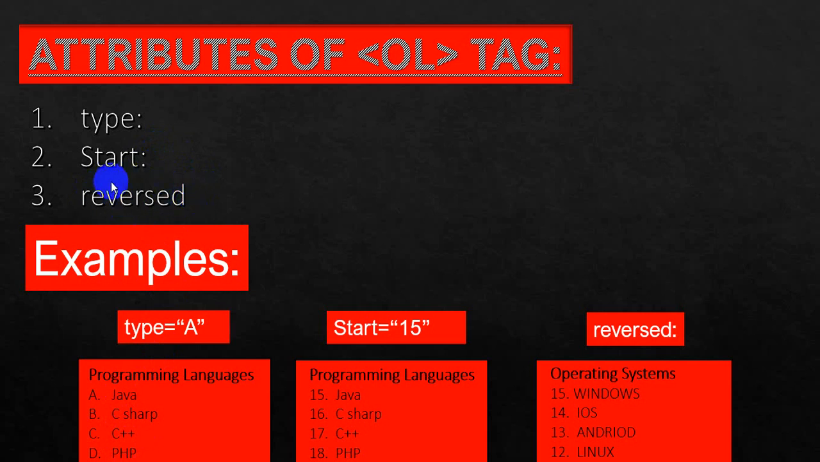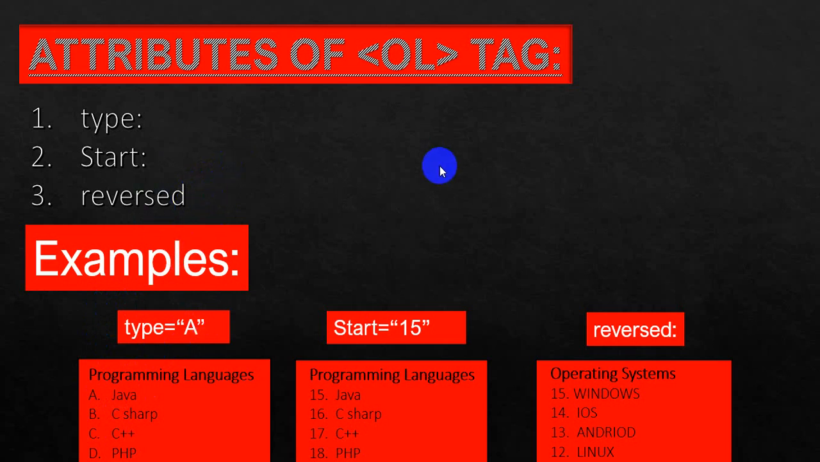Then I am moving toward reversed. What is meant by reversed? The default value is not reversed; the default is sequential, meaning it will start from 1 and move up to the number of list items you have. But if you use the reversed attribute, there is no value for the reversed attribute. You just need to write reversed, and then it will reverse the sequence. For example, if the starting value is 5, it will reverse: 5, 4, 3, 2, 1. I will show you, don't worry.